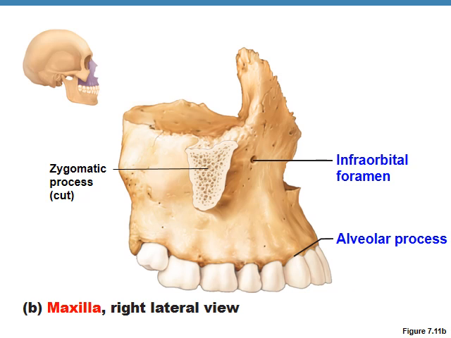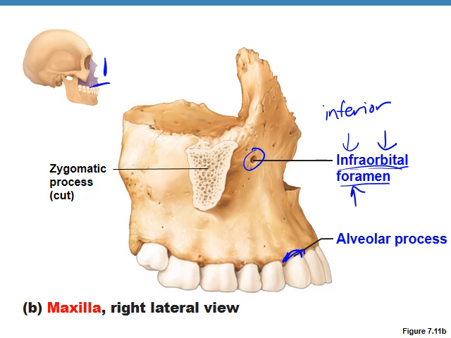Here's the figure from your book, and you can see that it makes up the upper part of the jaw and the central portion of the face. Here is the infraorbital foramen. Well, it's telling you exactly where it is. Infra is inferior. Orbital is eye. Foramen means hole. So it is the hole that is inferior to the orbital cavity.